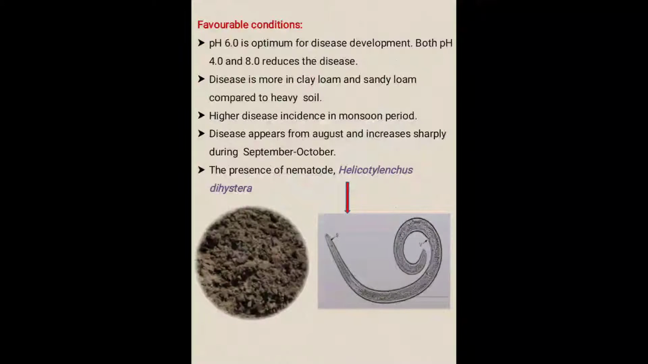The disease is more in clay loam and sandy loam compared to heavy soil. Soil factor, its texture and structure, are also very important, and chemical contents in that soil may also affect the disease development. Higher disease incidence in monsoon period. Disease appears from August and increases sharply during September to October. The presence of nematodes is also very important for initiating and for spreading the disease.